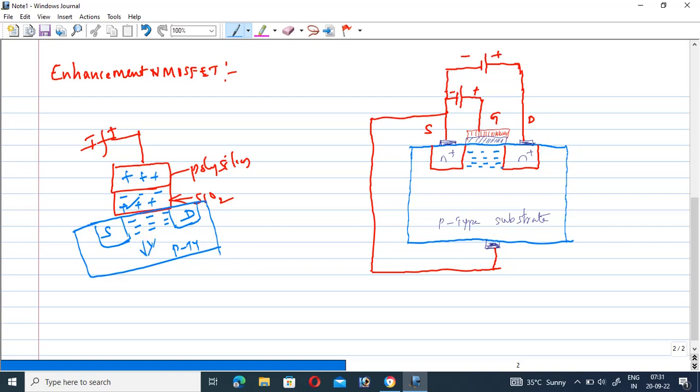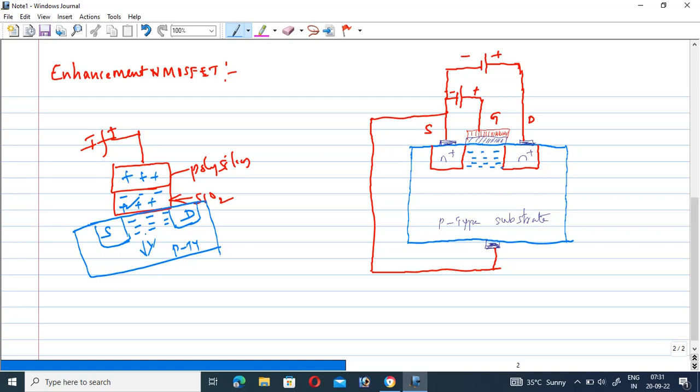Therefore, only minority charge carriers are present in this region. When we supply more gate voltage, more electrons are accommodated at that place, forming one complete path from source to drain. That path is generally called a channel.